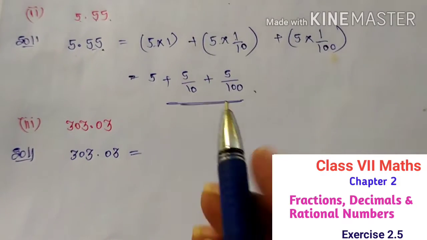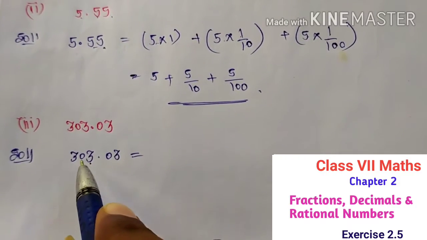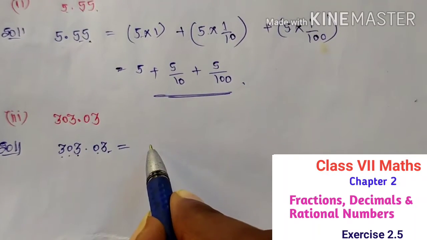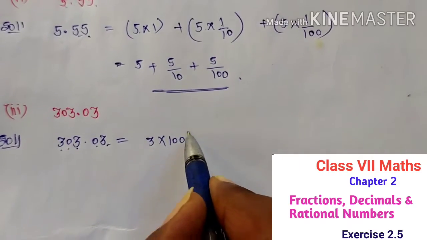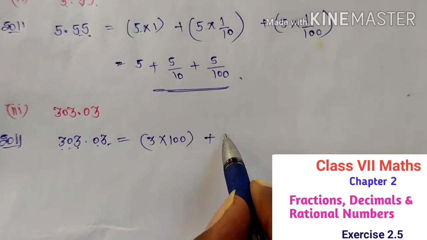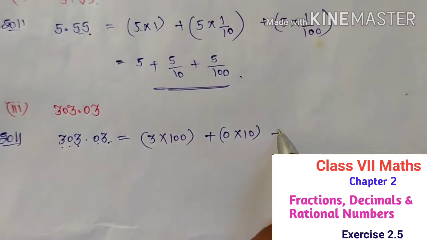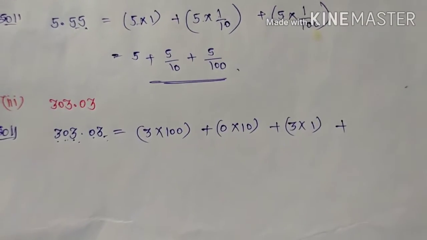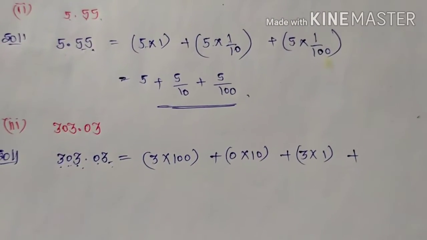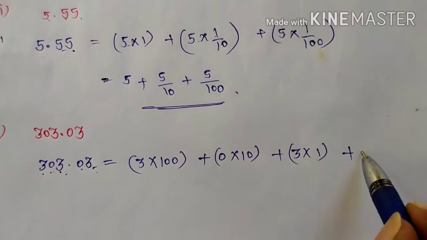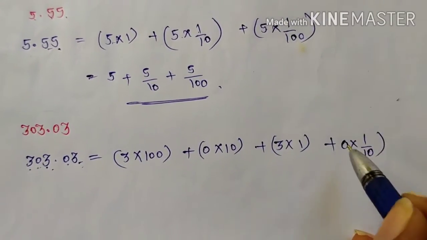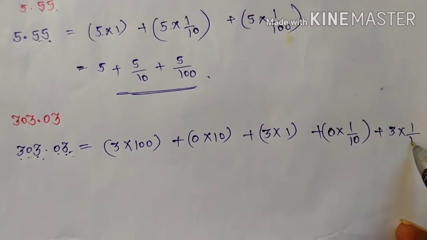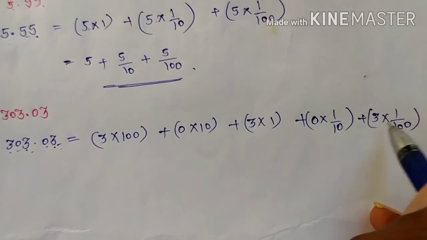See here 303.03. See here this is at units, tens, hundreds. Here 0 is at tenth, 3 is at hundredth place, so that I am writing here 3 into 100. First one here 3 into 100 plus 0 into 10. Yes or no? 0 into 10 plus here 3 into 1. You can write here 3 into 1 plus here 0. That means, can I write here 0 by 10 or not? That means I am writing here 0 into 1 by 10. Yes or no? Yes. Plus here 3 into 1 by 100. Why? Because it is a hundredth place.